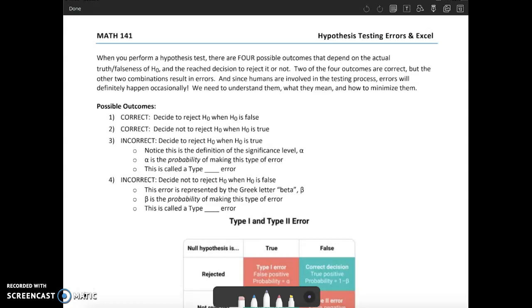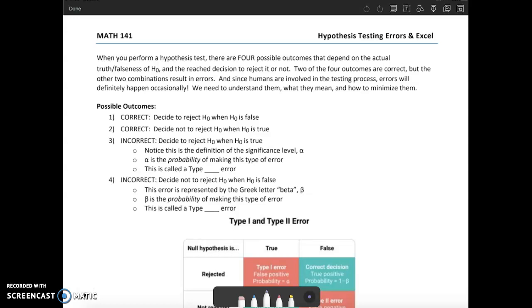So everything matches up and you get these 4 possible outcomes because either your null hypothesis is really true or it's really false. And then you either decide to reject or not reject. And when you pair up all those combinations, you get 4 outcomes. 2 of these 4 outcomes are correct outcomes, but the other 2 combinations result in errors. And since humans are involved in this testing process, errors will definitely happen.